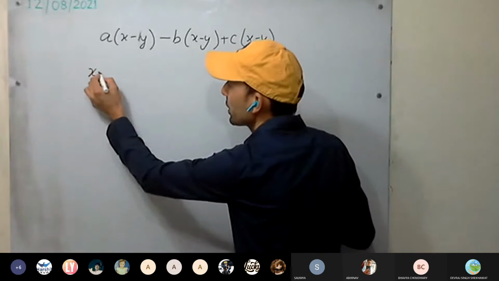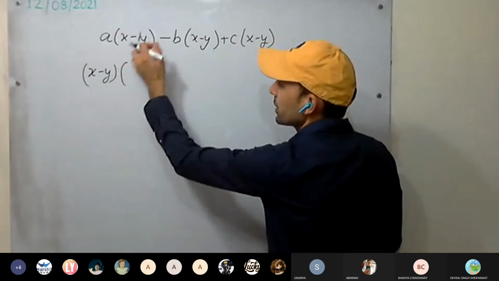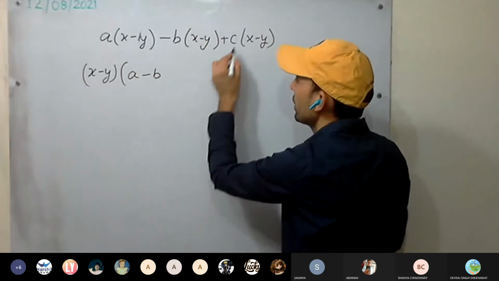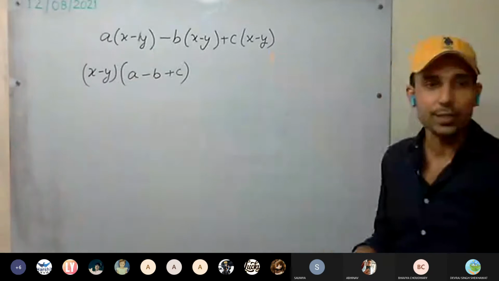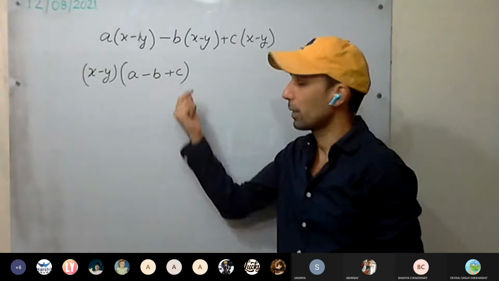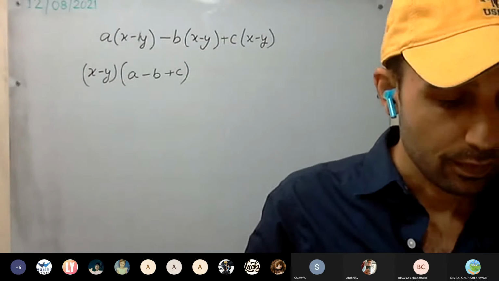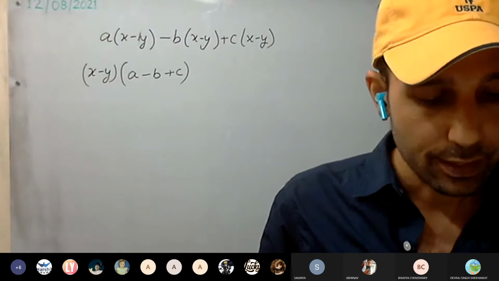If we are taking x minus y out, what all will remain? What is remaining here? a. What will remain here? Minus b. And here? Plus c. So this is the answer: (x minus y)(a minus b plus c). Understood, everyone? Yes, sir. 7th A done. Okay, try the next one.